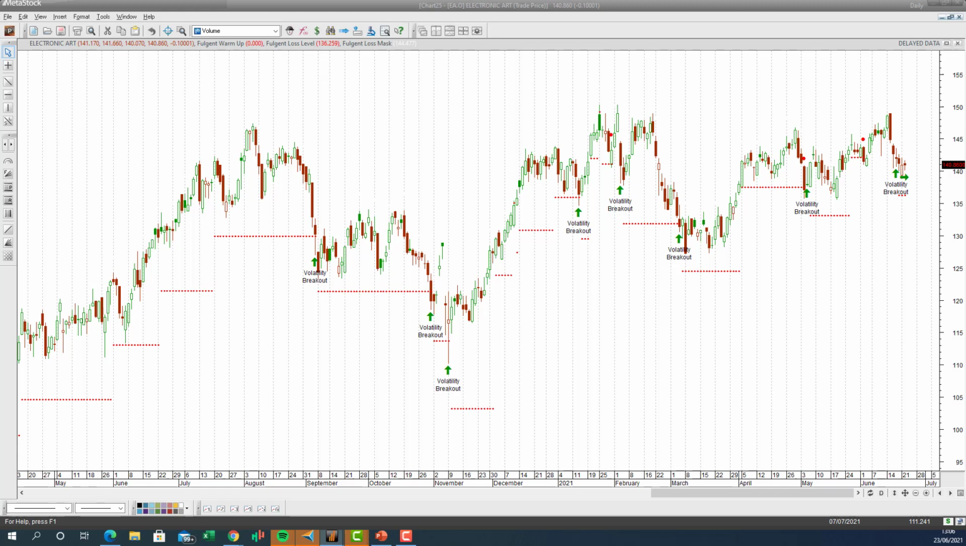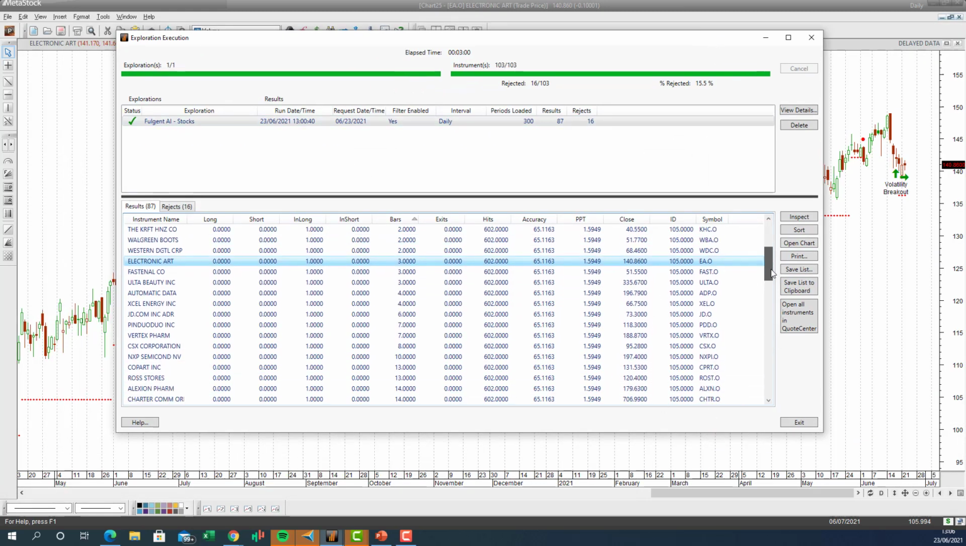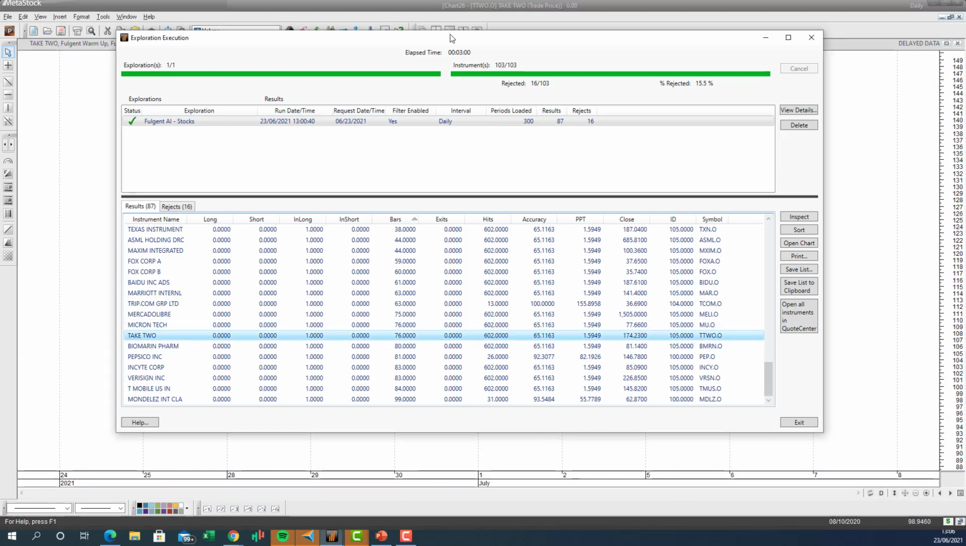I'm going to look at some of the older trades now. We'll scroll down the list to the bottom end. Let's see which one's got the longest in trades. Let's see, Take Two Interactive is an interesting one.